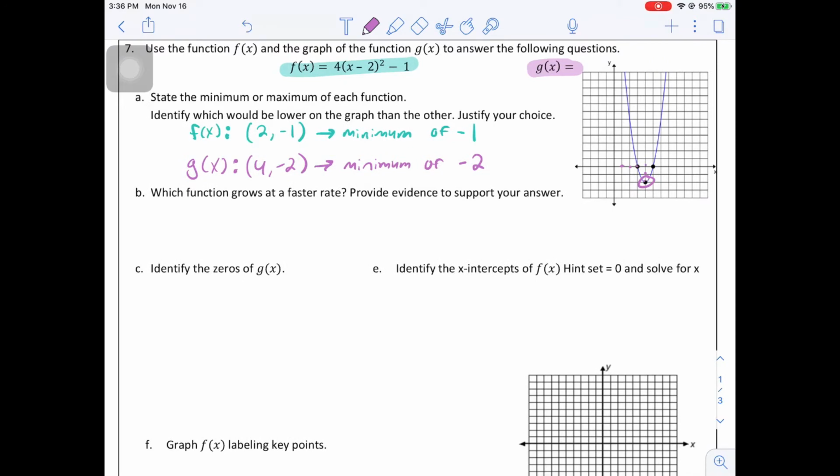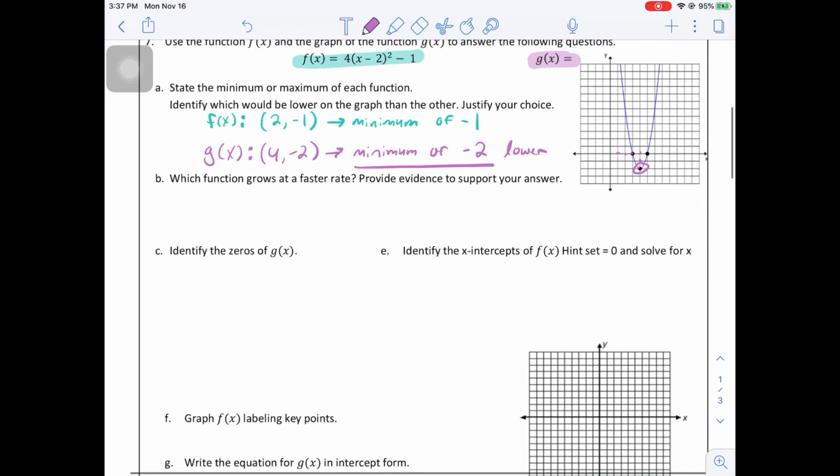Identify which would be lower on the graph, and then justify your choice. Okay, well, g of x is going to be lower, and then my justification is literally that negative 2 is smaller than negative 1, right? Or negative 2 is more negative than negative 1.